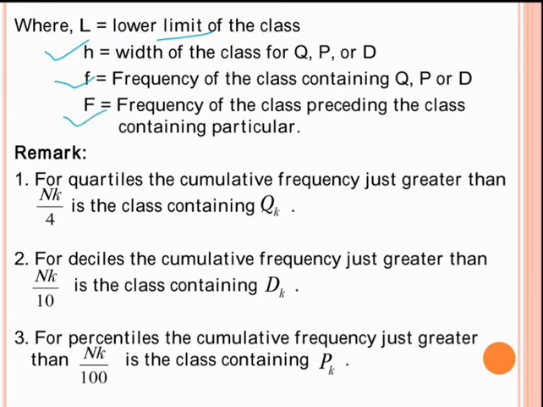Now let us see some results. For quartiles, the class whose cumulative frequency is just greater than nK by 4 is the class containing Q_K. For deciles, the cumulative frequency just greater than nK by 10 gives the class containing D_K. And for percentiles, the cumulative frequency just greater than nK by 100 gives the class containing P_K. So these are the results and formulas we need to remember to solve our examples.